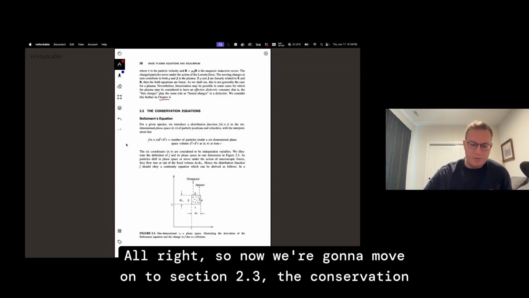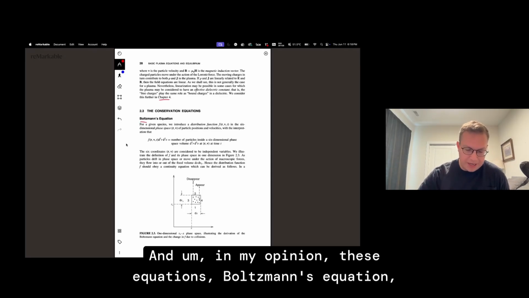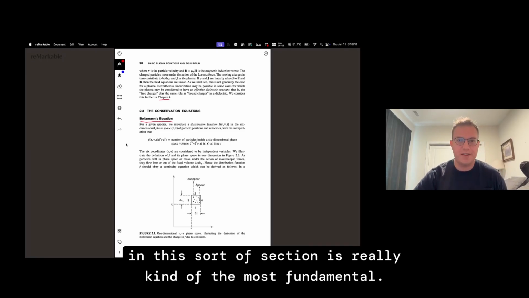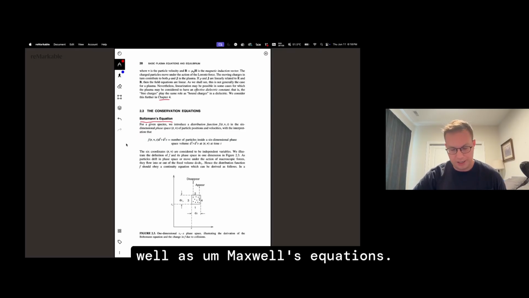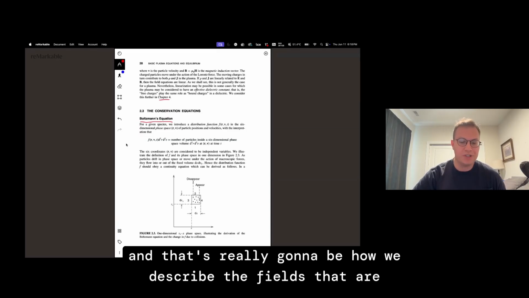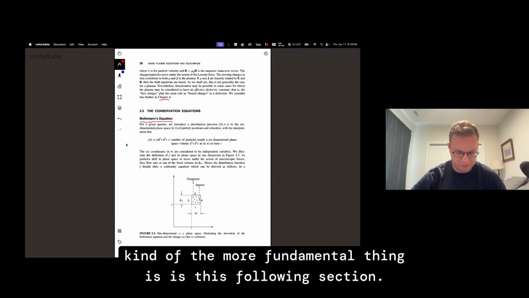All right, so now we're going to move on to section 2.3, the conservation equations. And in my opinion, Boltzmann's equation in this section is really the most fundamental. In section 2.2, we're introduced to some conservation equations as well as Maxwell's equations, and that's really going to be how we describe the fields that are generated. But the more fundamental thing, in my opinion, is this following section.